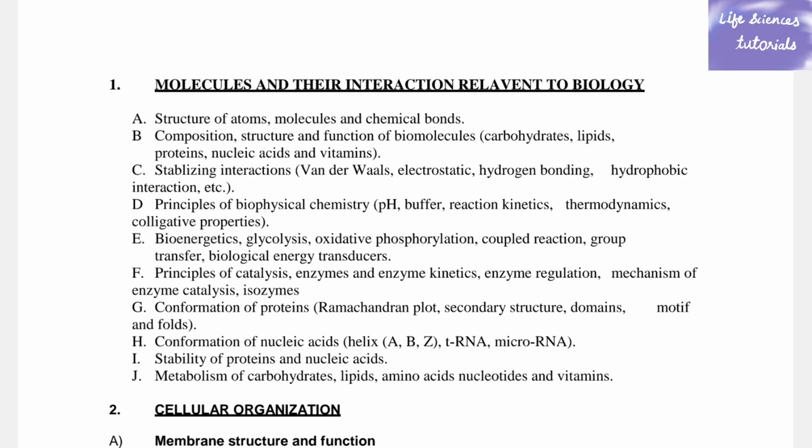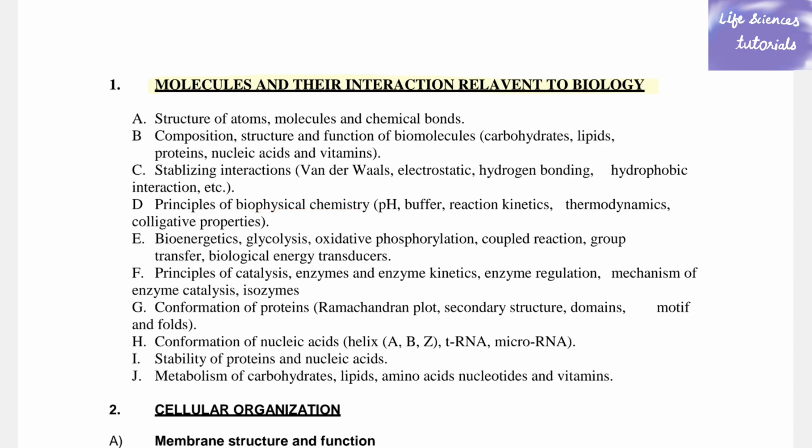We have the first unit as molecules and their interaction relevant to biology. First we have structure of atoms, molecules, chemical bonds. You can understand we are talking about very basic stuff, basic chemistry, which you start studying from school. What are atoms, molecules, different types of bonds, and then you'll understand the different kinds of biomolecules. So definitely carbohydrates, lipids, proteins, nucleic acids, and vitamins, their structures, then the different kinds of stabilizing interactions, the different kinds of bonds which help to stabilize the different levels of structures, then a little bit of biophysical chemistry.